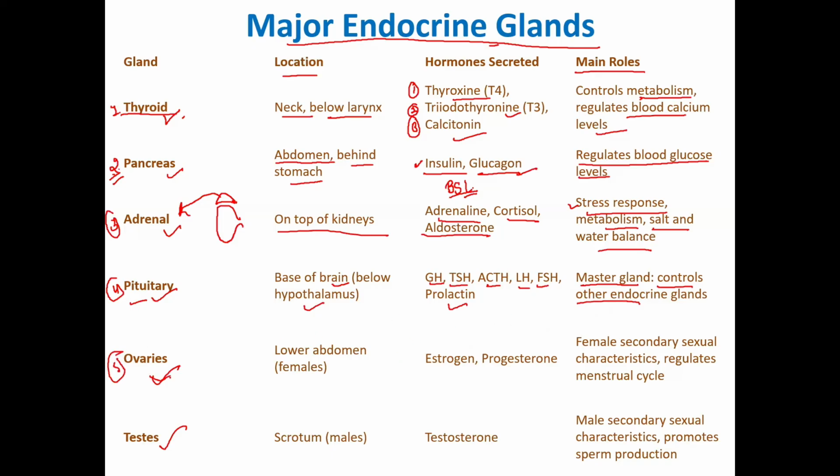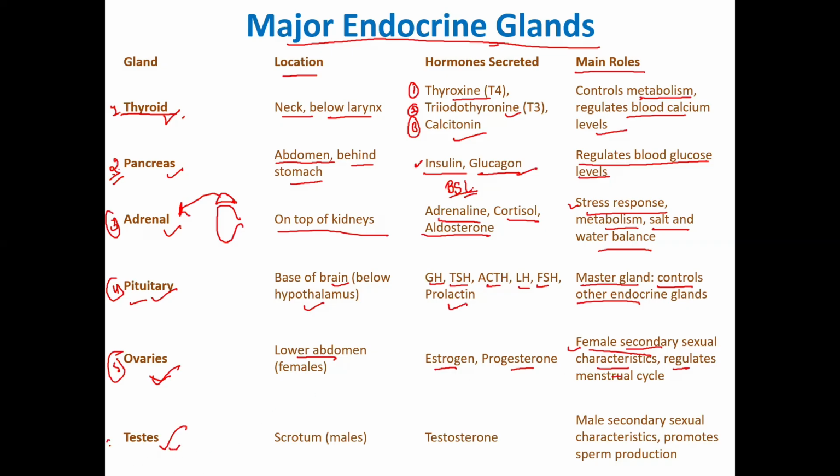Fifth one, the ovary. The ovary is present in the lower abdomen in females only, and releases estrogen and progesterone. Its function: development of female secondary sexual characteristics, and regulating the menstrual cycle in females.